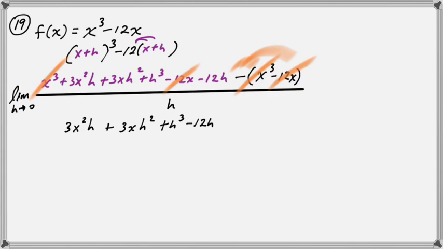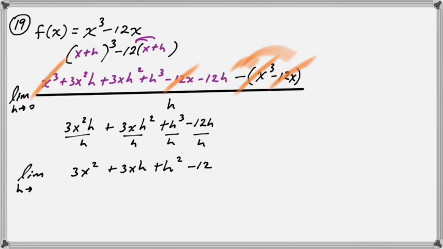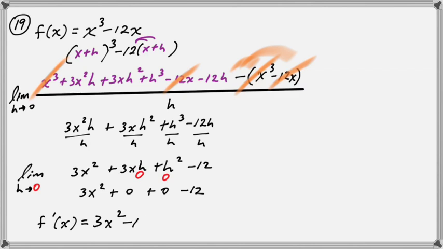Now they're all divided by h, so I'm going to divide them individually by h, giving me 3x squared plus 3xh plus h squared minus 12. Now remember, at this point, you're replacing every h with a 0. So those middle 2 terms will go away. That'll be a 0, that'll be a 0. And we find our derivative to be 3x squared minus 12.